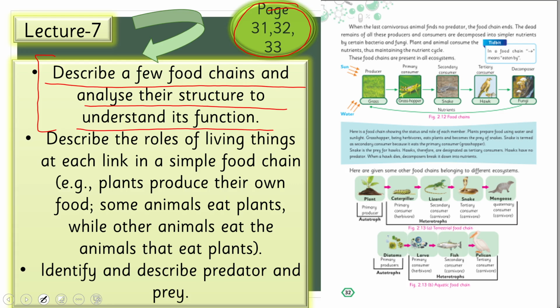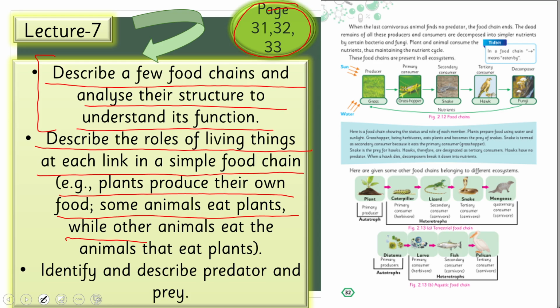This will be discussed in lecture number 7, and students will also be able to describe the roles of living things at each link in a simple food chain. For example, plants produce their own food. Some animals eat plants, while other animals eat animals that eat plants. Identify and describe predator and prey.